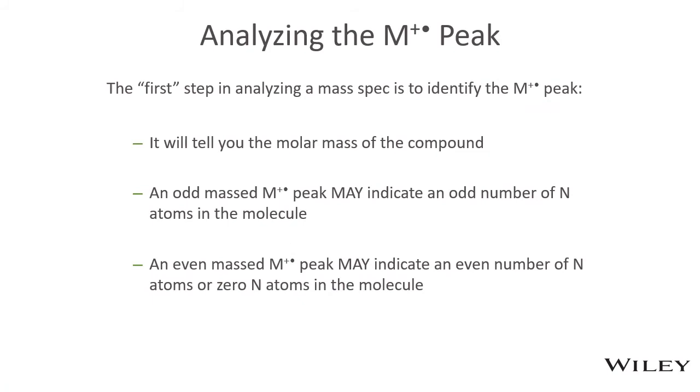The first step in analyzing a mass spectrum is to identify the molecular ion peak. Not only will it tell you the molar mass of a compound, but if it is odd, it may indicate that the molecule contains an odd number of nitrogen atoms. If it's even, it may indicate that the molecule contains an even number of nitrogen atoms or no nitrogen atoms in a molecule. Now, mass spec is really useful for natural product chemists.